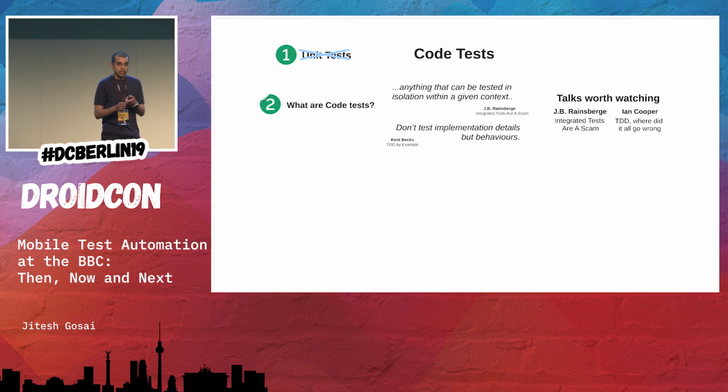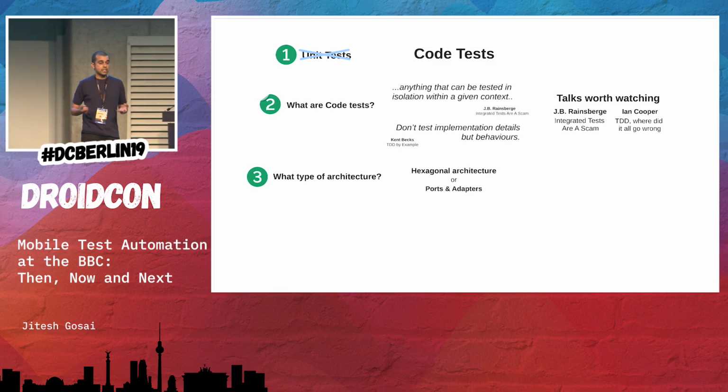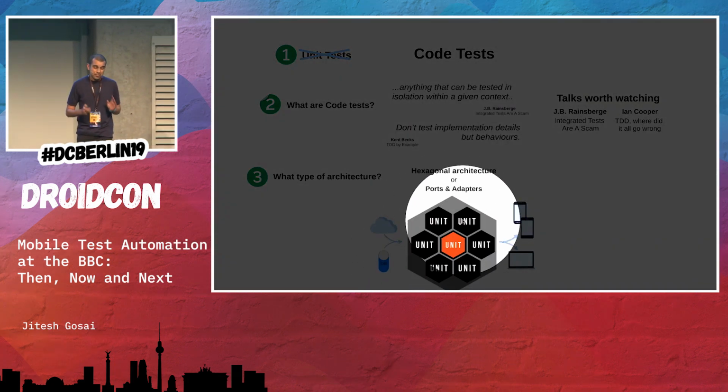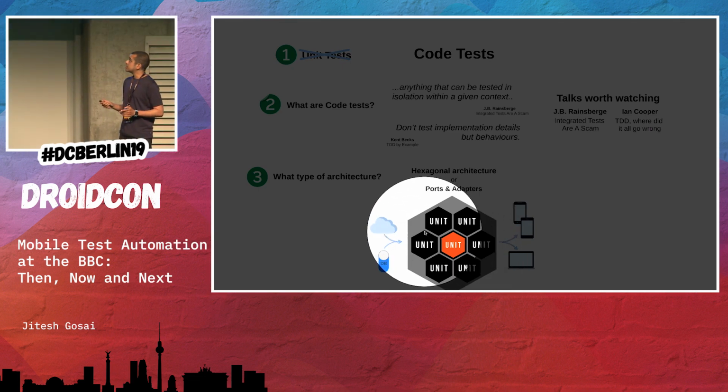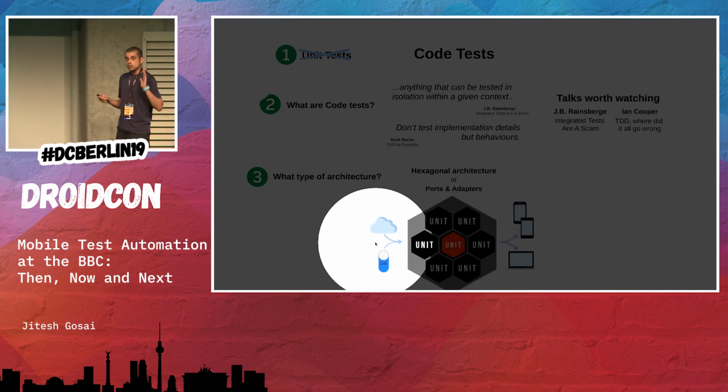So we know what we're going to call them, code tests. We've got the principles. How are we actually going to do this? What architecture is going to support this kind of unit testing? Well, one that comes to mind straight away is hexagonal architecture, or ports and adapters. Now, very briefly, essentially, everything within the hexagon is your code. This is code that's written by you and your team. No third-party dependencies, nothing else.